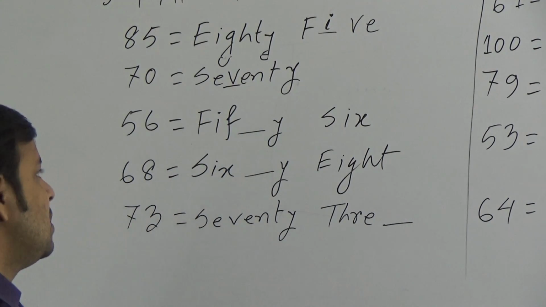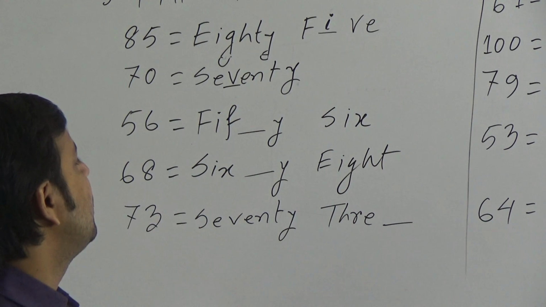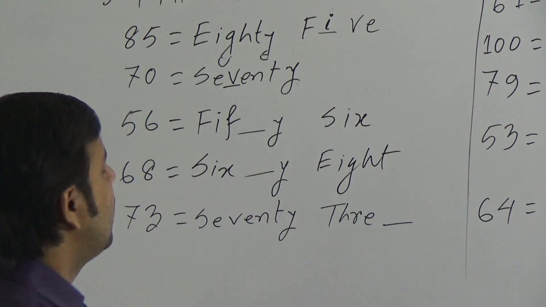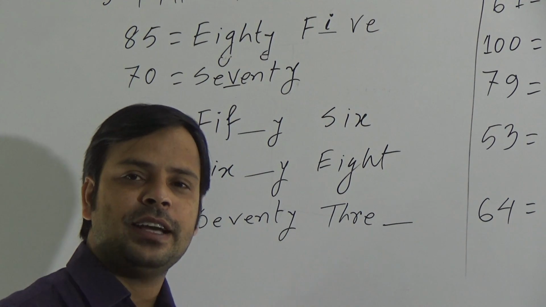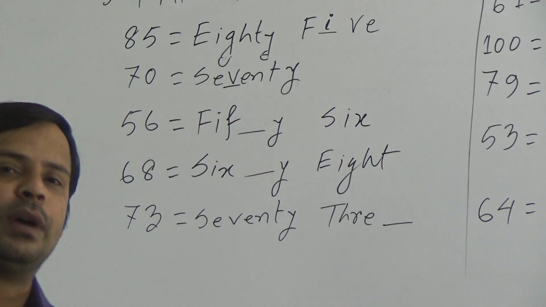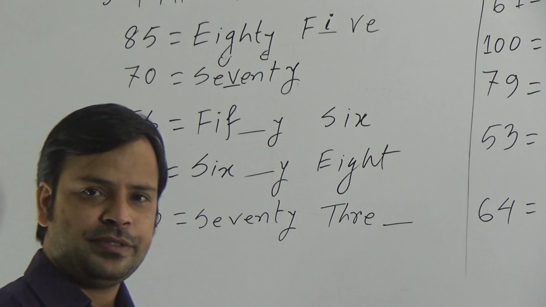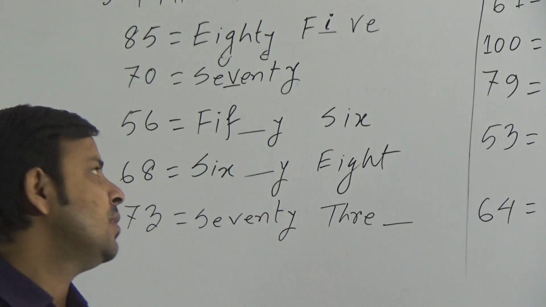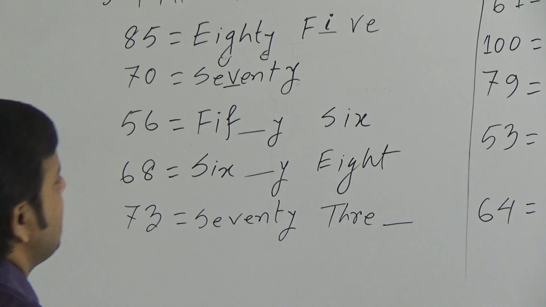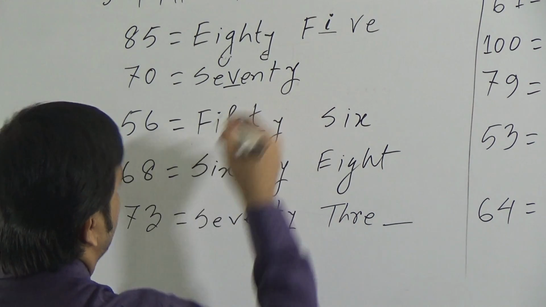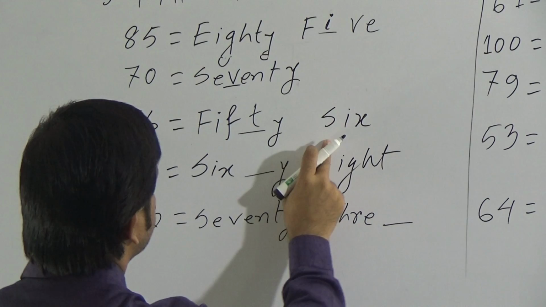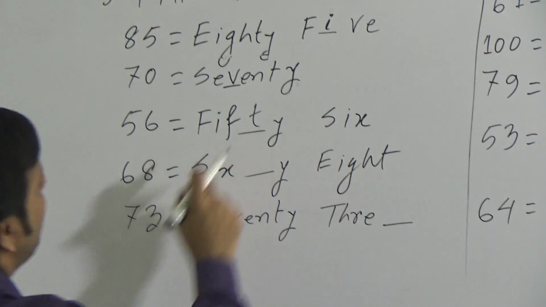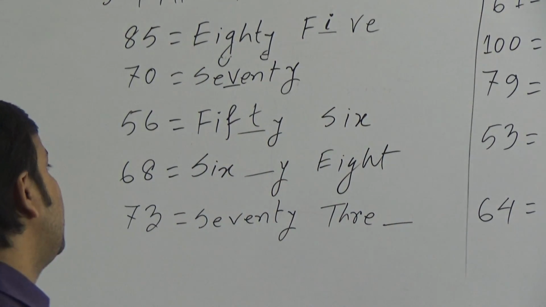Now the next number is 56. To write 50 we need the spelling of 50: F-I-F-T-Y. So we have to write T before Y. That is 56. 6 is given. So we have to put T in the blank.